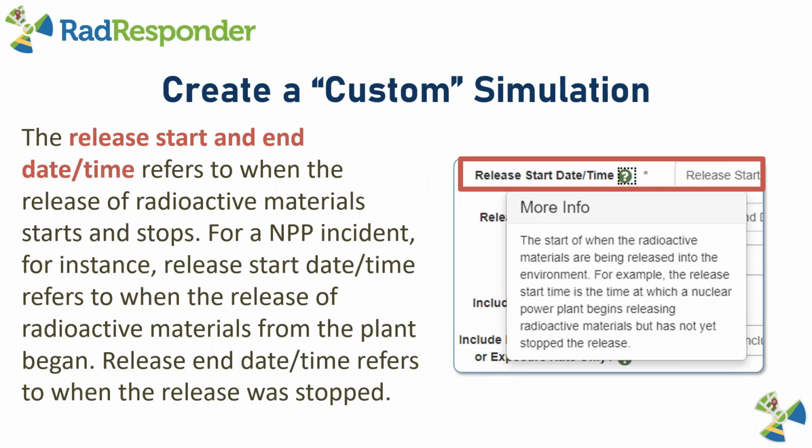The release start and end date time refers to when the release of radioactive materials starts and stops. So for a nuclear power plant incident, for instance, the release start date time would refer to when the release of the radioactive materials from the plant began. And of course, the end time would be when that release was stopped.